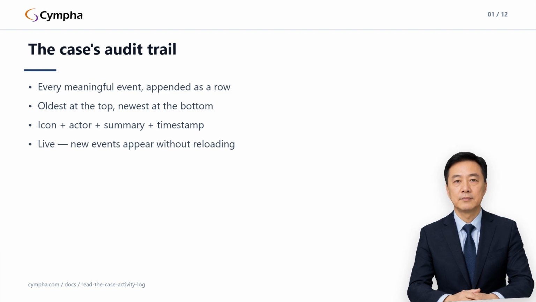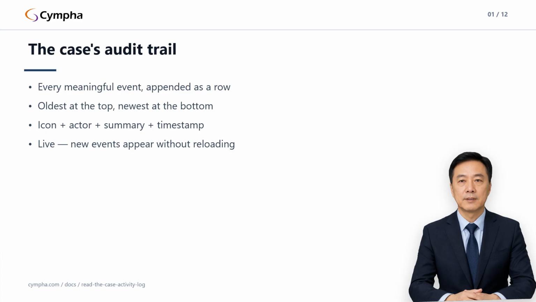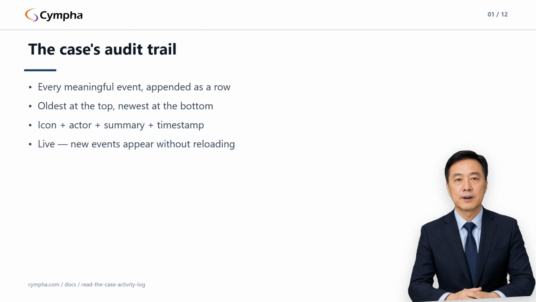And the log is live. The case page subscribes to updates from the server, so new events appear as they happen. You don't need to reload to see the case move. Finding it takes seconds. Open the case from your case list, and you land on the case detail page. The log lives in the left column, under the heading Activity Log, sitting just above the case chat panel.